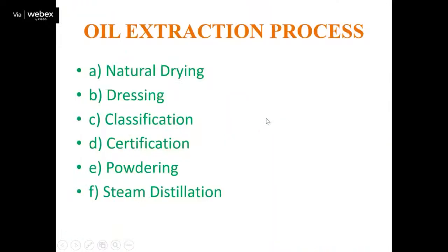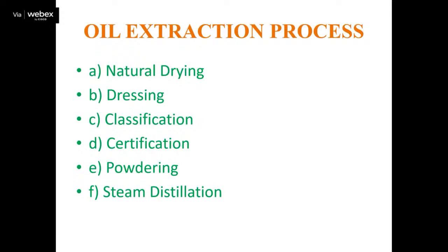And what are the steps involved in the oil extraction process? After transferring that wet wood to the Mysore Sandalwood Oil Division, it is allowed to dry naturally for 2 to 3 or 3 to 4 months. After naturally drying, it is subjected to dressing, which means the separation of heartwood and sapwood. When heartwood and sapwood are separated, it is classified as per Forest Department rules. Around 20 classes are there.